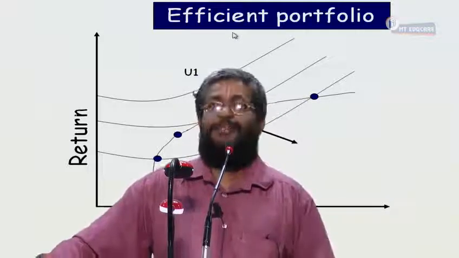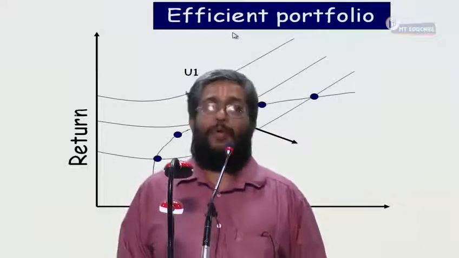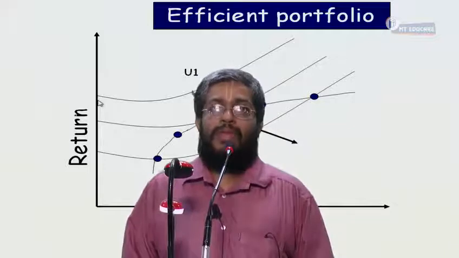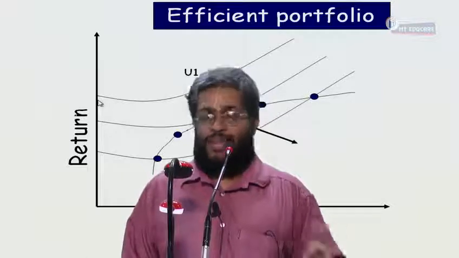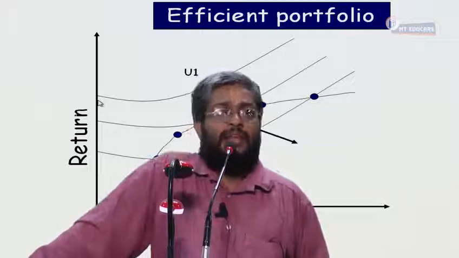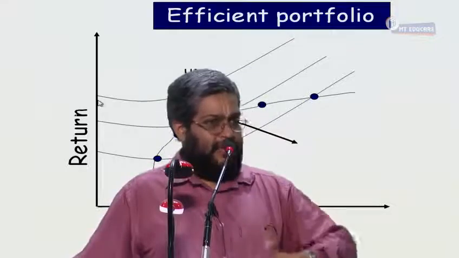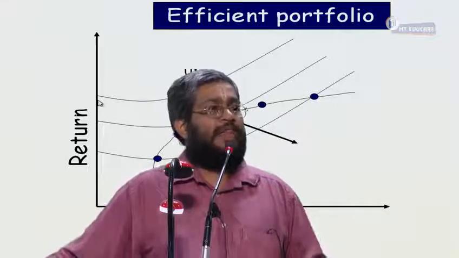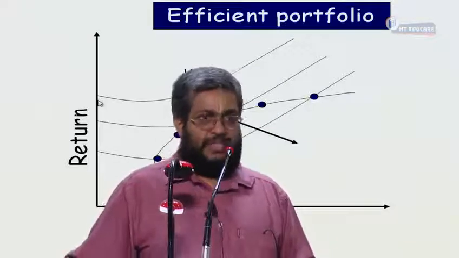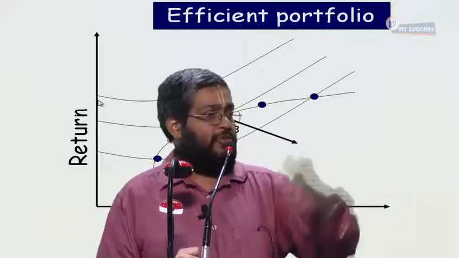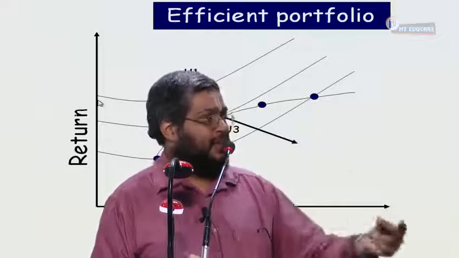Continue. If an investor cannot find a point of tangency, it means he cannot derive any utility by investing in the stock market. That means he cannot invest in the stock market. Right or not?